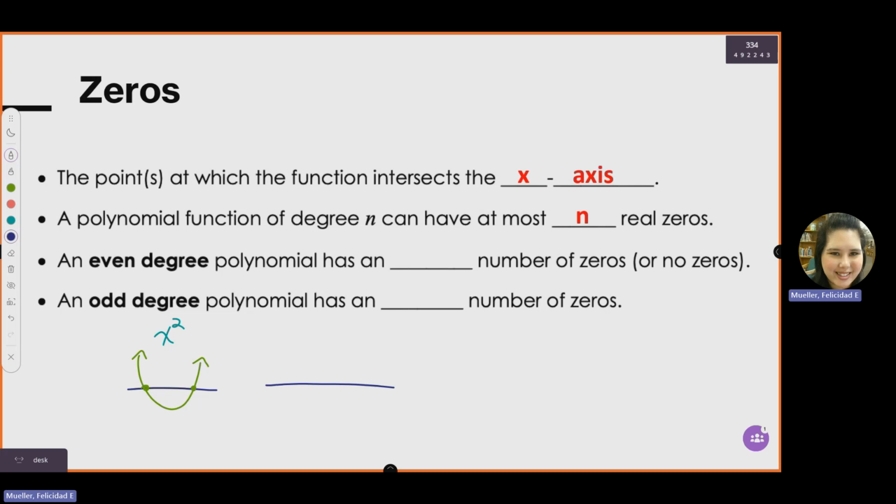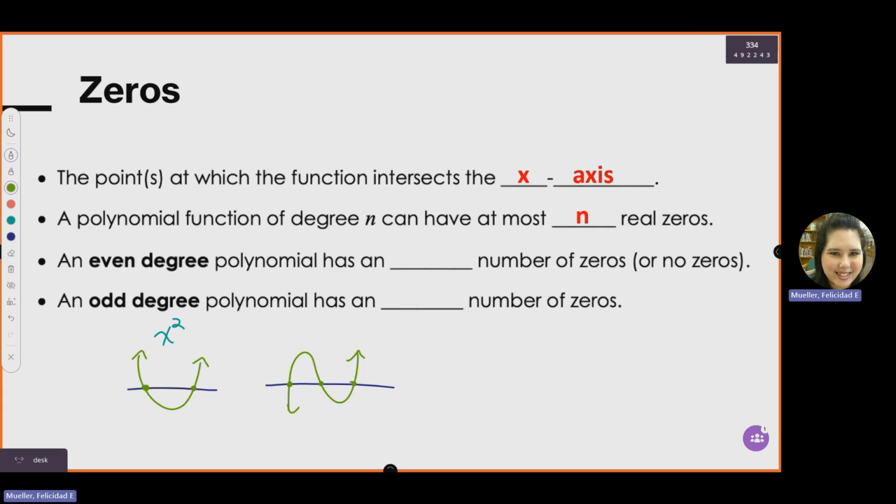So for a cubic, the most it could cross is 3 times. So this is a cubic. At most, it will cross 3 times. It might cross less than that, but at most, it will cross that much.